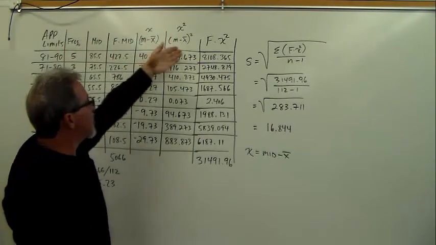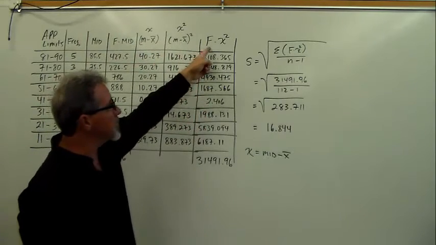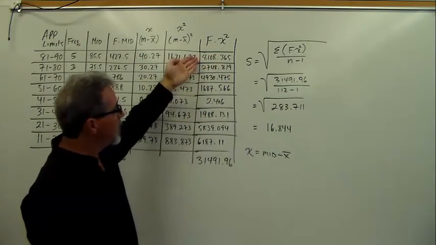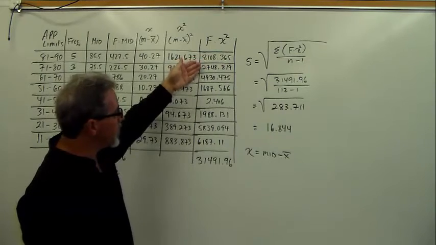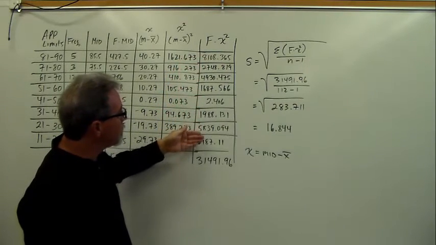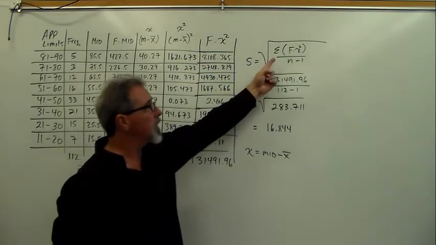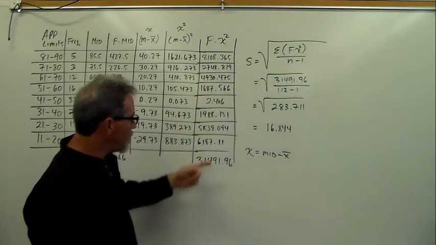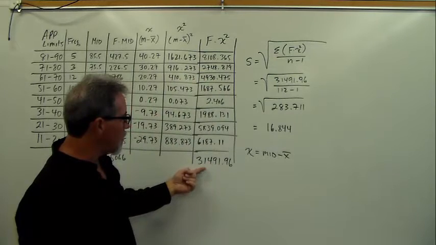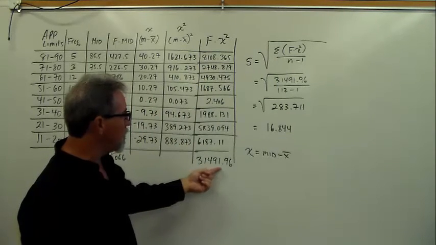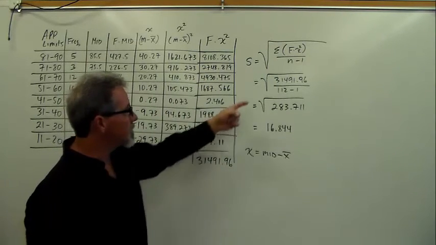And when you do this, you get some pretty big numbers here. This is frequency times little cursive x squared. 8,108 for the first one, and so on down the line. That's f times little cursive x squared. And then what's the formula say? Let's sum them all. We add them all up. We come up with this large number, 31,491.96. And that is our numerator.